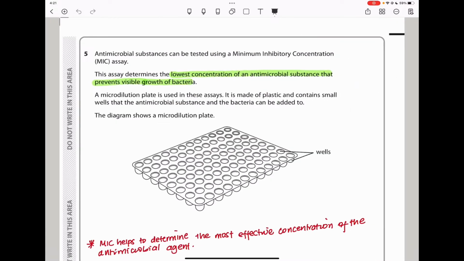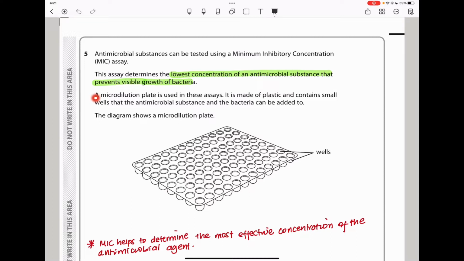Let's begin. Question 5 says, antimicrobial substances can be tested using a minimum inhibitory concentration MIC assay. This assay determines the lowest concentration of an antimicrobial substance that prevents visible growth of bacteria.